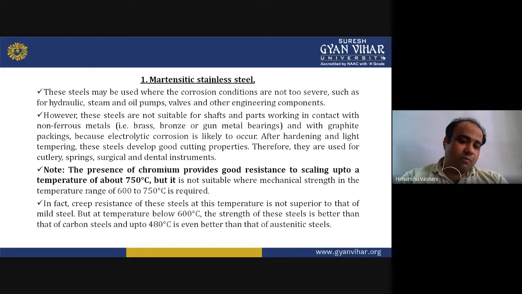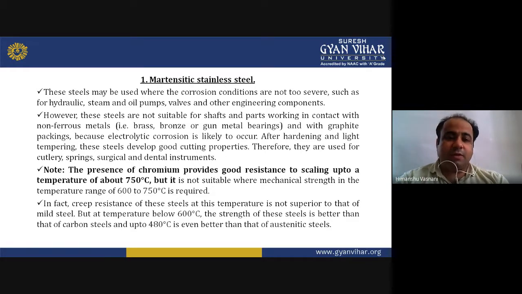The presence of chromium provides good resistance to scaling also, up to a temperature of about 700 degrees centigrade. But it is not suitable where mechanical strength in the temperature range of 600 to 700 degrees centigrade is required. In fact, the creep resistance of these steels at this temperature is not superior to that of mild steel.